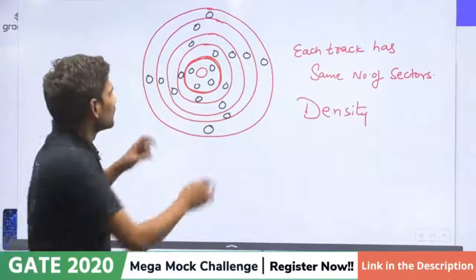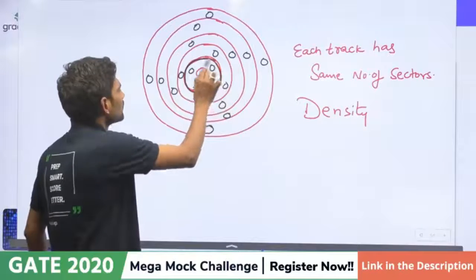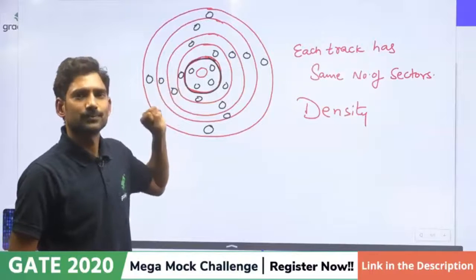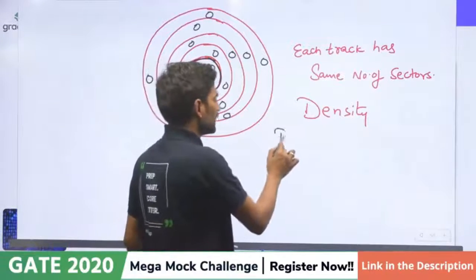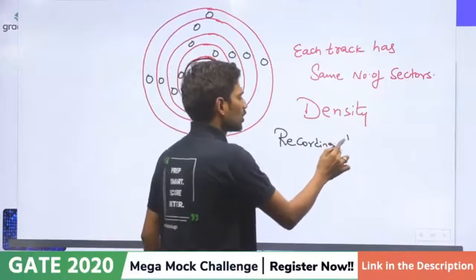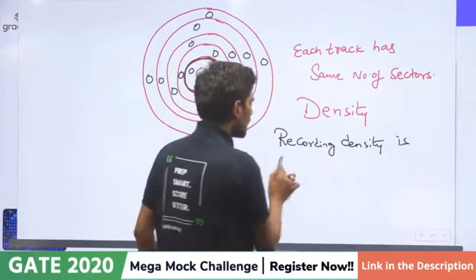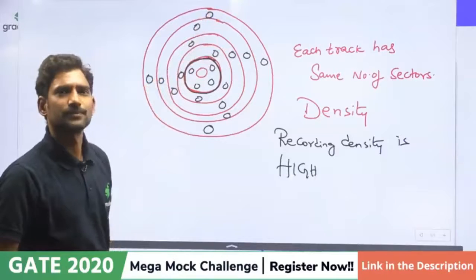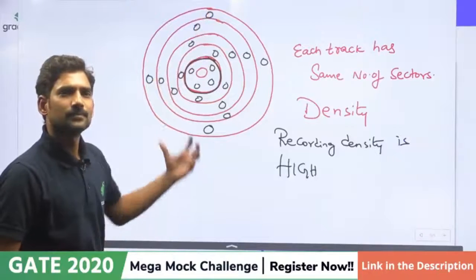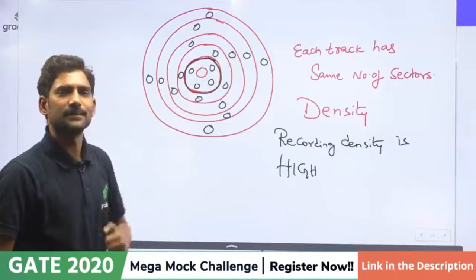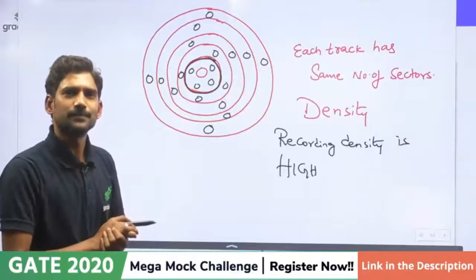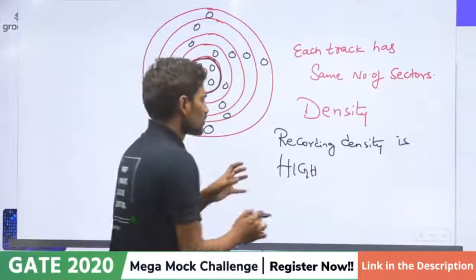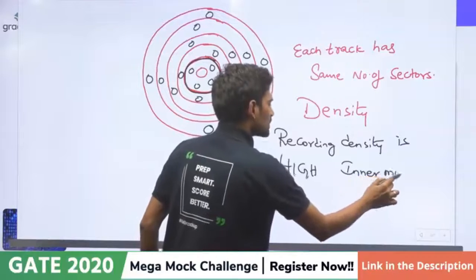So if you observe, the innermost track, where the area of the track is less, but the number of sectors is the same, so the recording density is high. Where would the recording density be high, in the innermost or the outermost? Tell me. In the innermost or the outermost, where will the recording density be high? Give me the answer, students. Smallest, innermost. Good.